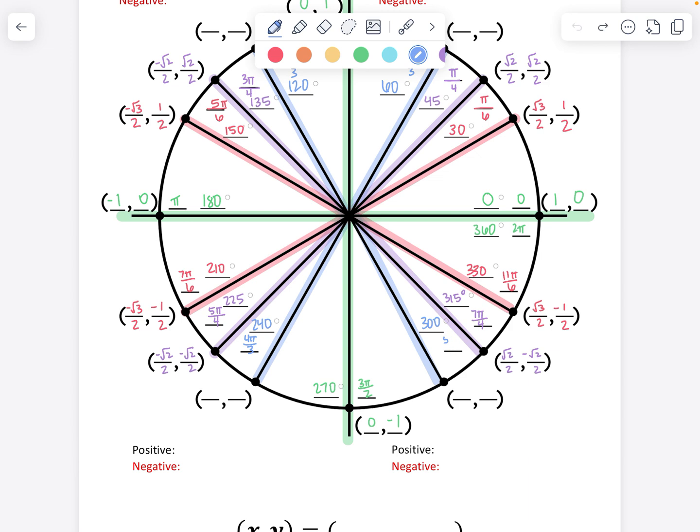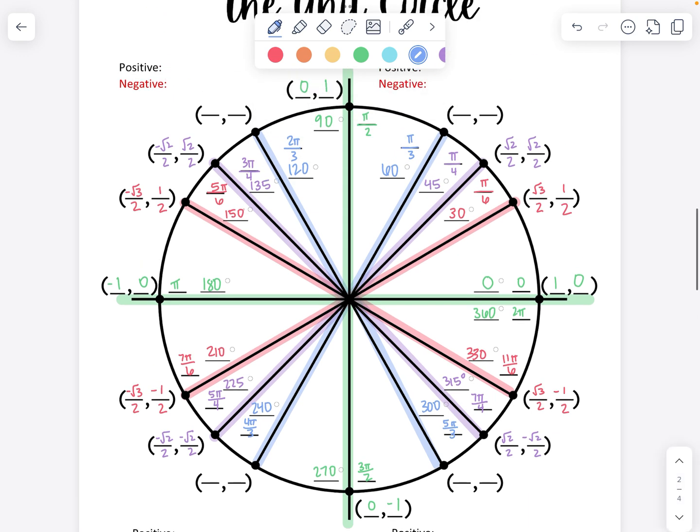And would you look at that? Those ones also have the same denominator. So all the pink ones have the same denominator, all the purple ones have the same denominator, and all the blue ones have the same denominator. Interesting pattern there. And now let's fill in our points.